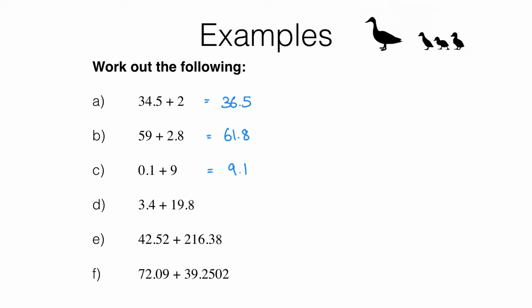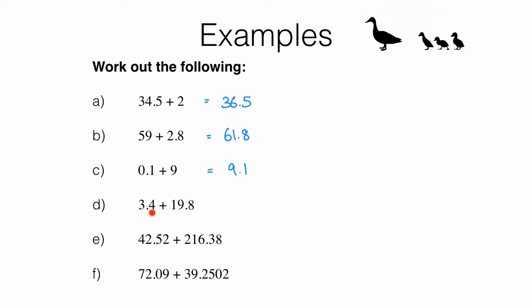If you wanted to set that out using column addition, it would look like this. Again, if you like, you could put a placeholder 0 in the tenths column here, and don't forget that decimal point if you do that. Adding those together, you can see that we will just get 1 there and a 9 there, so we get 9.1.